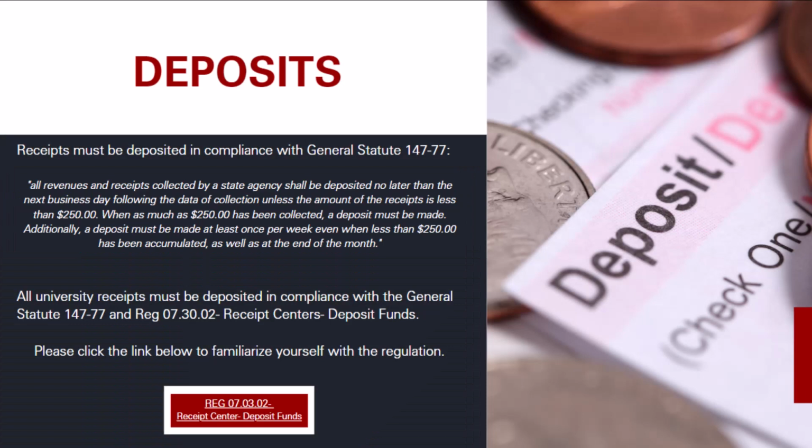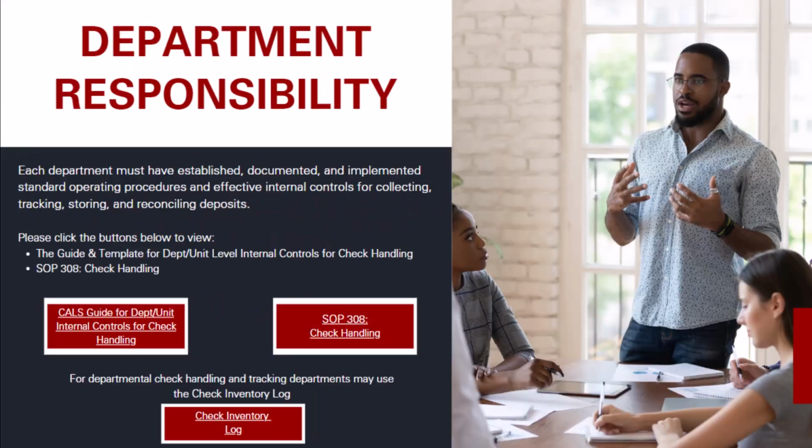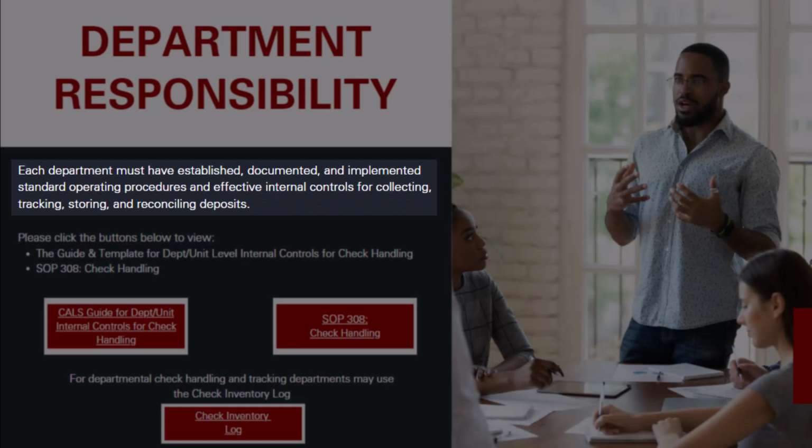Each unit must establish their own operating procedures to ensure compliance with the general statutes. To ensure you are in compliance, please use the button at the bottom of this page to read and become familiar with this regulation. The university expects each department or unit to have established, documented, and implemented their own standard operating procedures to ensure compliance with general statutes, as well as effective internal controls for collecting, tracking, storing, and reconciling deposits until the custody of funds is transferred from the department to the CBO.